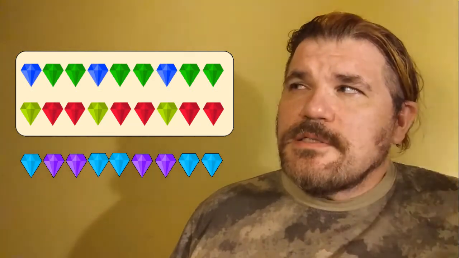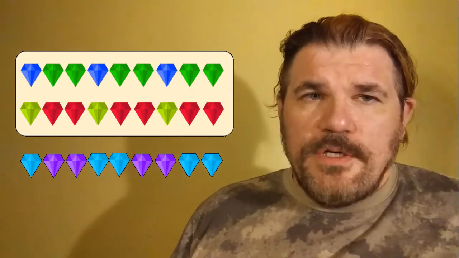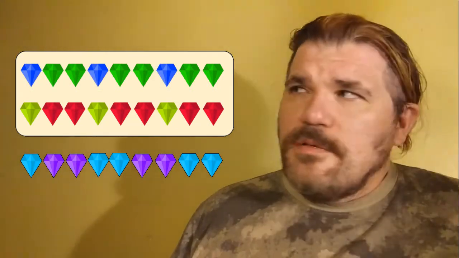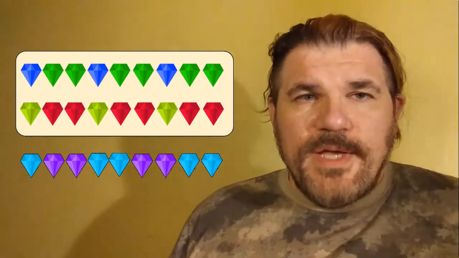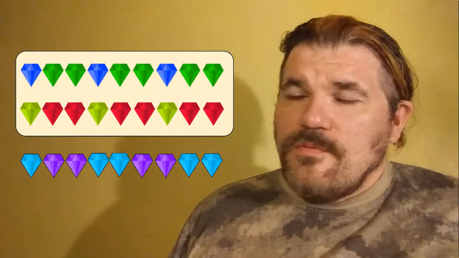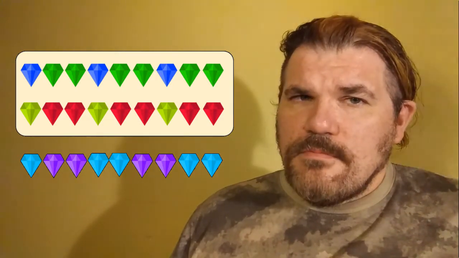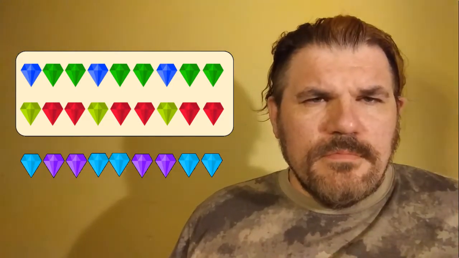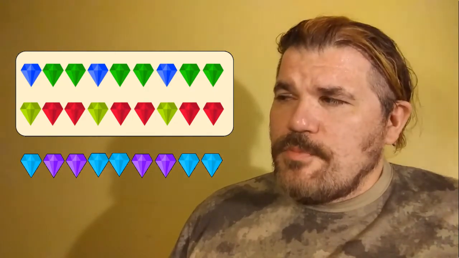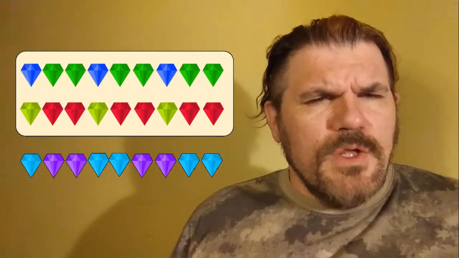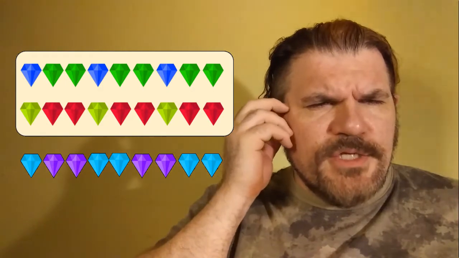Well, the first one has blue, green, green, blue, green, green, blue, green, green. And the other matching one has yellow, red, red, yellow, red, red, yellow, red, red. What about this one? It's got cyan, purple, purple. What's the pattern that we have in the ones that match?